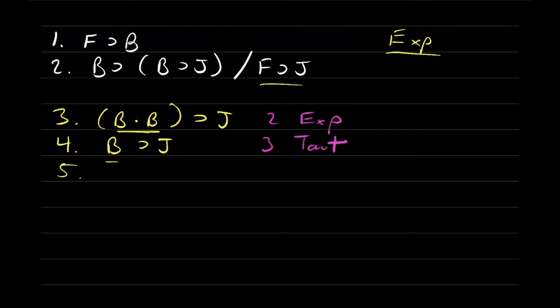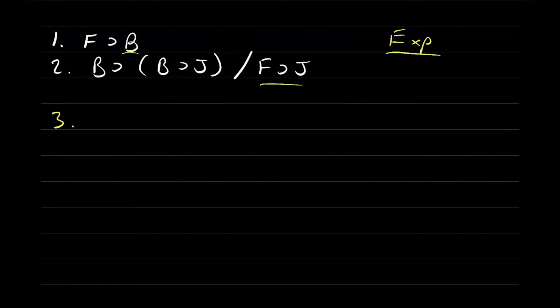What I could have done instead of applying tautology on the line that we got from exportation, we actually could have used tautology to introduce the conjunction rather than eliminate the conjunction. So for example, on line 1, where F implies B, I could have done something like this. F implies B and B. That would follow from line 1 by tautology.